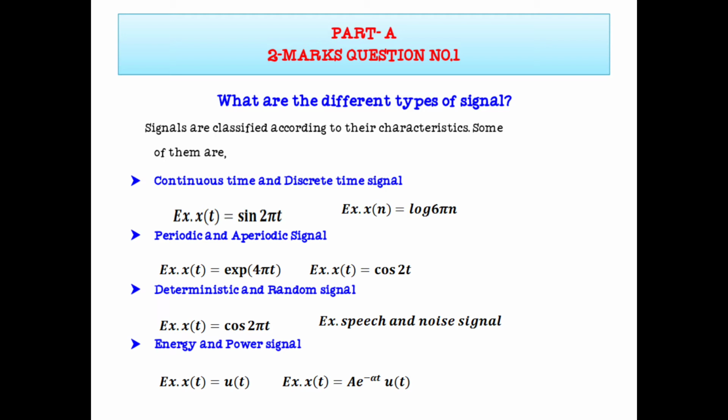So in the following slides, I have clearly explained CT/DT, periodic, aperiodic, deterministic and random signals. And in the next video, I will explain energy and power signal. It's related to 2 mark questions and MCQ questions. So if you write the signal, write an example.